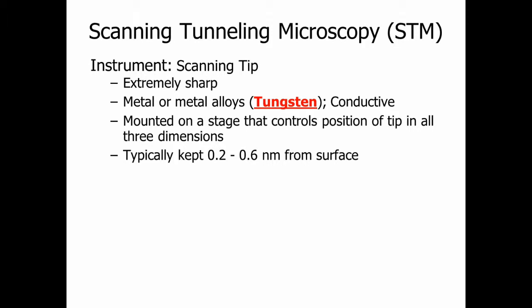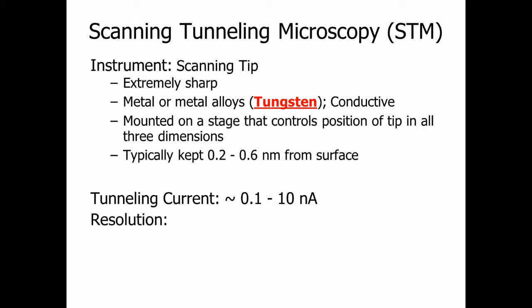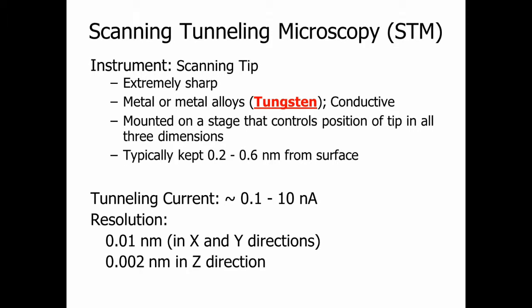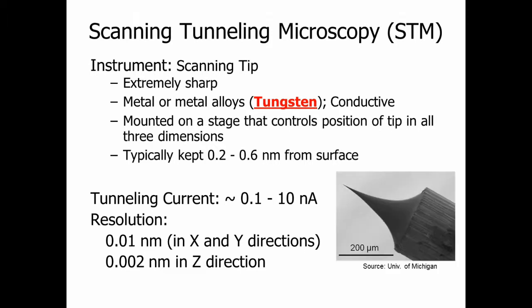So an electron moves. You need a very sharp tip that's conductive. It's usually mounted on a stage. It's typically kept between 0.2 and 0.6 nanometers from the surface. And there's a current that's measured. A current is the flow of electrons. Very, very small resolution. Here's a picture of a tungsten tip.